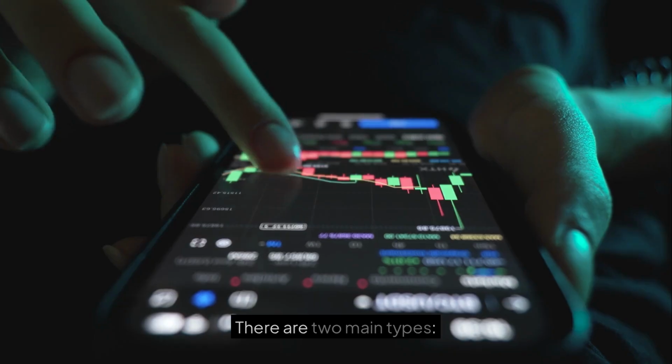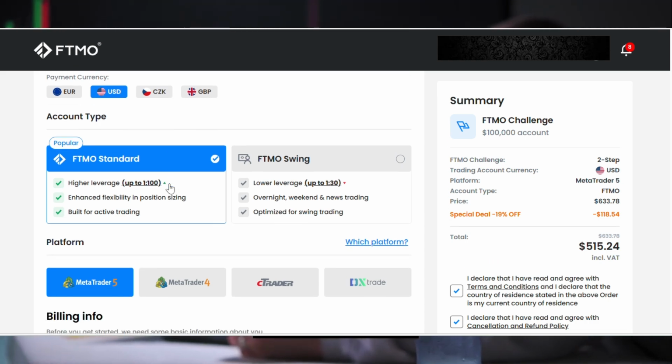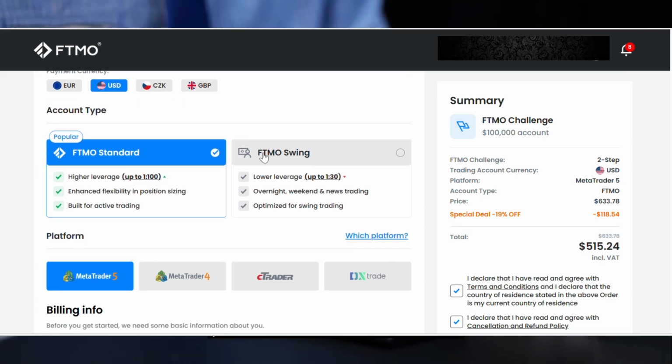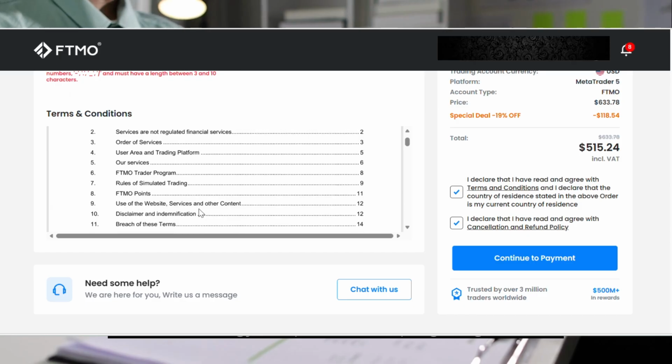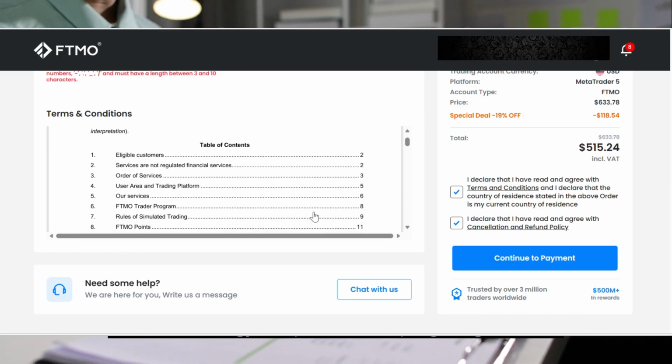Account type. There are two main types: normal risk account, aggressive risk account. Most traders choose the normal account because it provides more stable risk limits. Trading style. FTMO allows different trading styles, including day trading, swing trading, algorithmic trading, manual trading. However, traders should always check the rules to make sure their strategy complies with the program guidelines. After selecting these settings, the next step is purchasing the challenge.